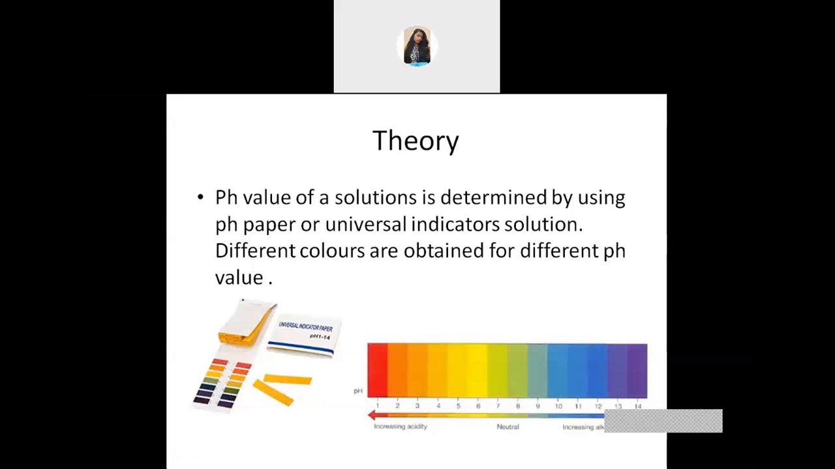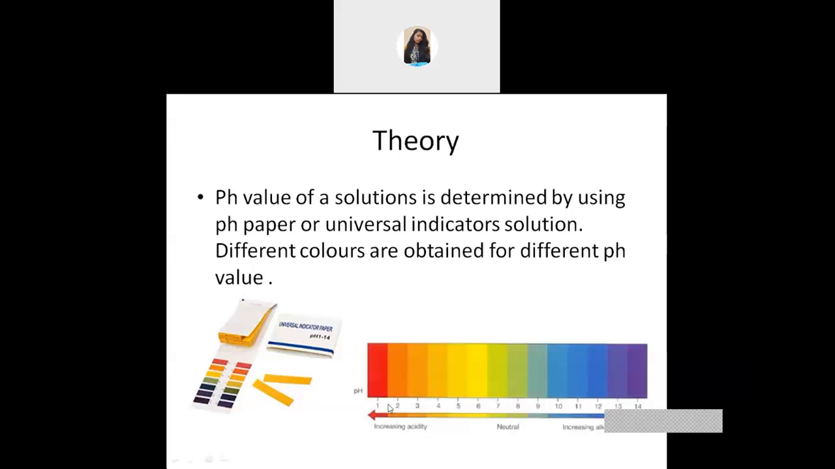Now what is pH value? pH value means 0 to 14. Here it is written 1 to 14, but in reality the pH value starts from 0 and goes up to 14, because this is a scale, the pH scale. If the external asks you to explain the pH scale, then you have to describe this pH scale.